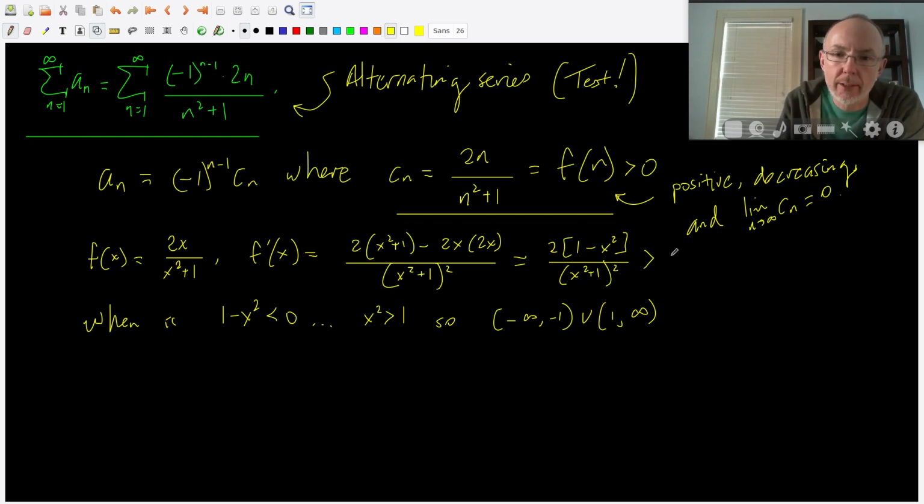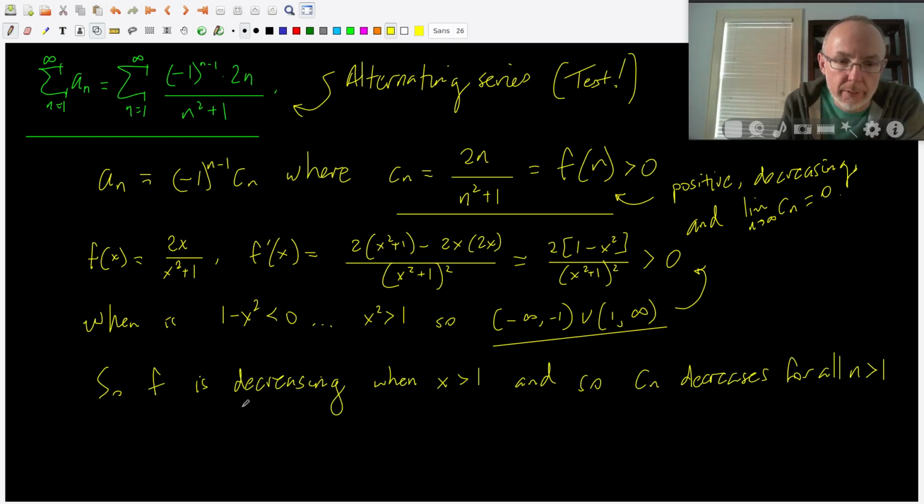So this is definitely negative on this region, right? When x is between minus infinity and minus 1, and from 1 to infinity. When x is 0, this is a positive number, but if x is bigger than 1, this is negative. That's what we care about. So f is a decreasing function when x is bigger than 1. That's the part we're interested in.